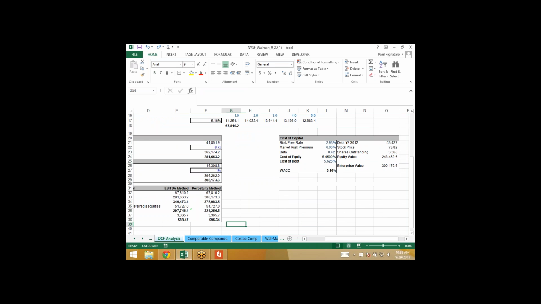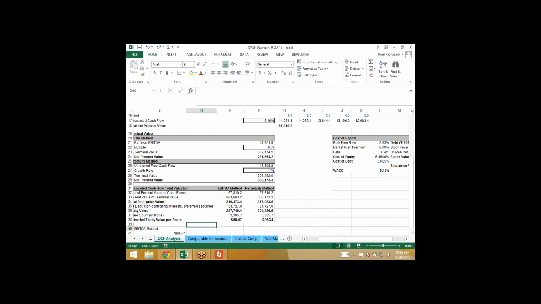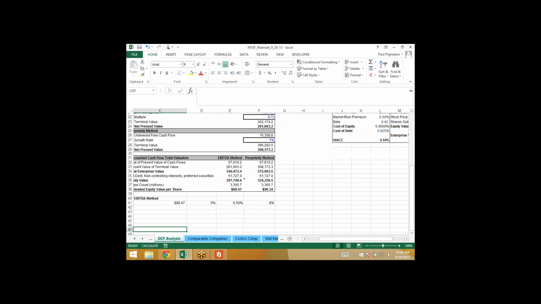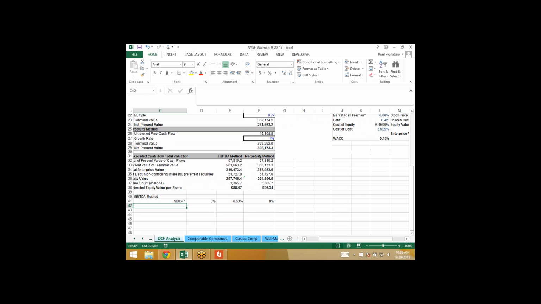So I would do 5%, which it is about now. I'd do 6.5%. And I'd do 8%, maybe. I don't know. Well, let's see what would happen if the beta goes up. What about the multiple? How would the multiple adjust? What boundaries should we put around the multiple?